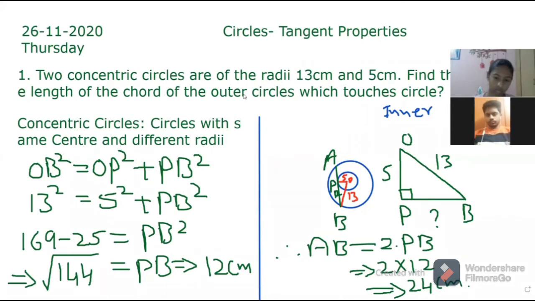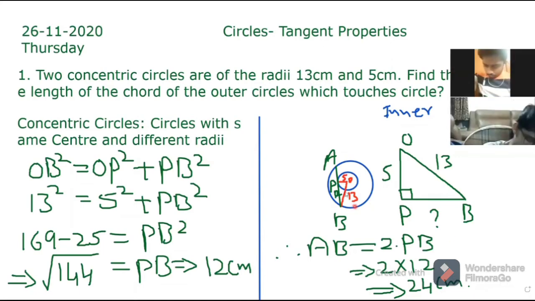Okay, my dear friends, once again I explain, observe carefully. Now, what is the problem they have given? Two concentric circles are of radii 13 centimeter and 5 centimeter. Find the length of the chord of the outer circle which touches the inner circle. So first, what is the meaning of concentric circles? Concentric circles means the same center and different radii. Now here, the first radius is 13 centimeter, the second is 5. So according to the question, I draw the diagram.